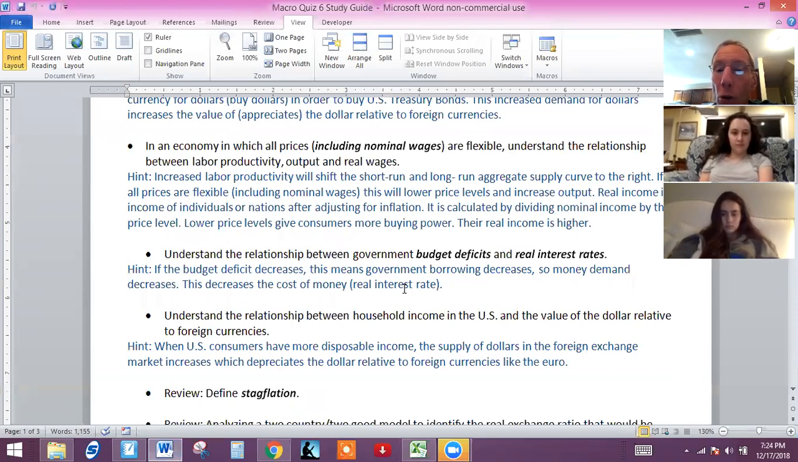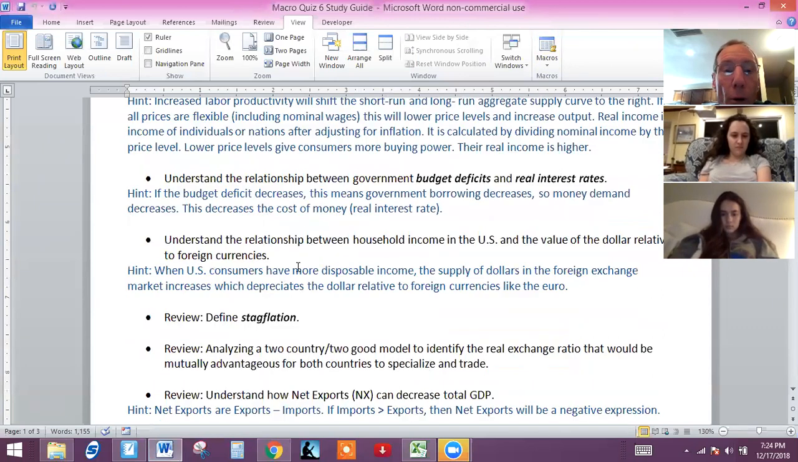And once again, deficits mean the government needs to borrow money, right? So the higher the budget deficit is, the more the government is going to borrow and crowd out everyone else, driving the interest rates up. Okay. I went over that one already.